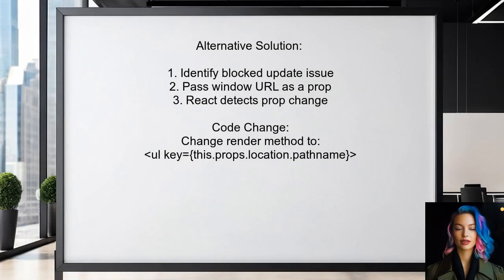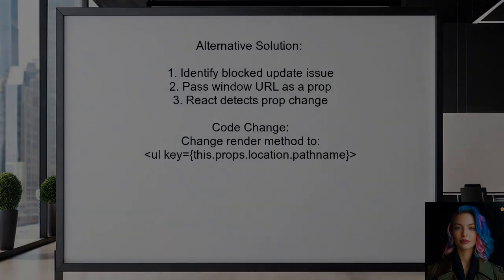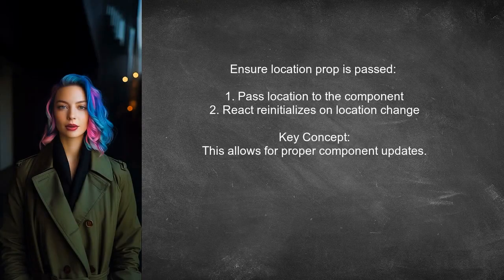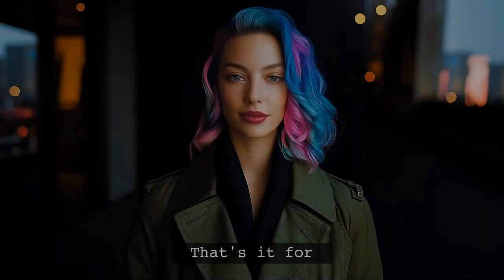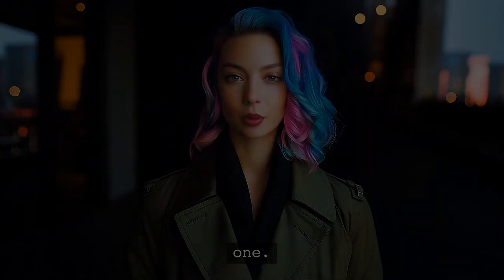An alternative solution suggests that the issue may be related to a blocked update. The problem arises because the new URL is meant to be rendered by the same component currently in use. To resolve this, you can pass the window URL as a prop. This allows React to detect the prop change and update the view accordingly. Additionally, ensure that the location prop is passed to the component where the redirect occurs. This way, whenever the location changes, React will reinitialize the component with the correct values. That's it for that answer. Let's take a look at another one.